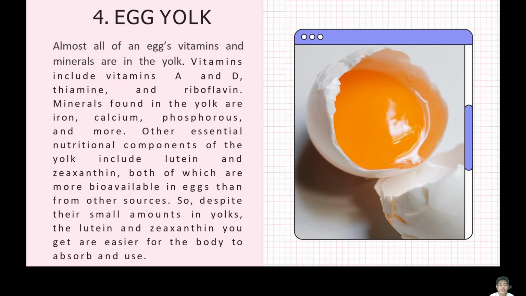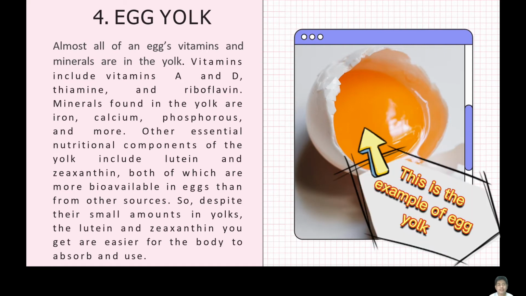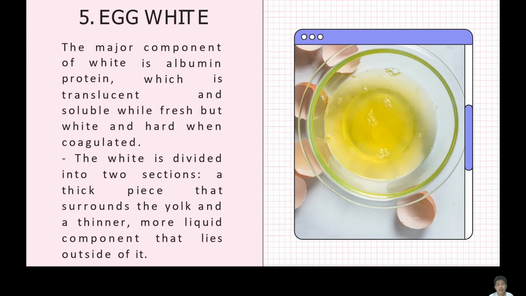So the function of egg yolk is to give vitamins like A and D and minerals like iron, calcium, phosphorus, and more. This is the example of egg yolk. The next one is egg white.